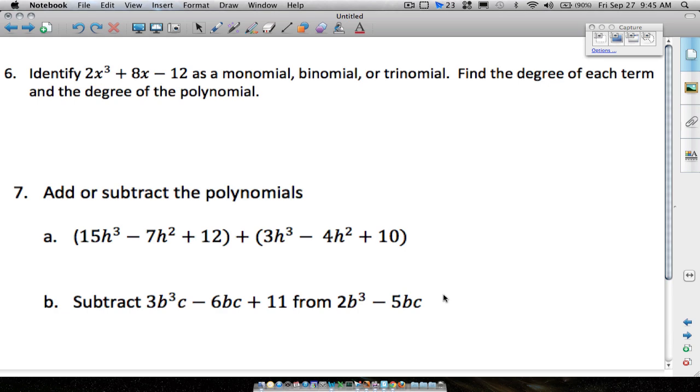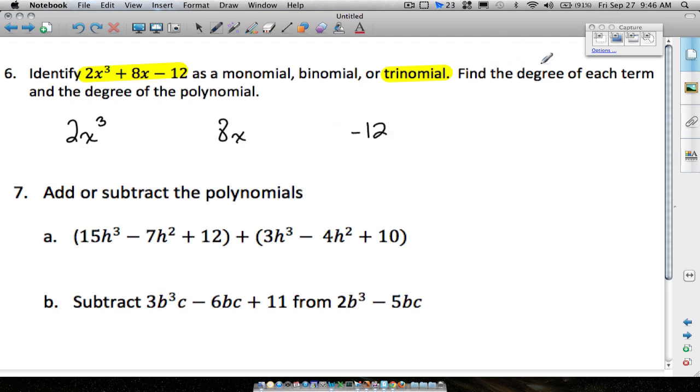Number 6, identify 2x cubed plus 8x minus 12 as a monomial, binomial, or trinomial. Find the degree of each term and the degree of the polynomial. Well, first of all, is it a monomial, binomial, or trinomial? We can't combine anything in here, and don't be thinking about factoring right now, but this is a trinomial because it's 3 terms. Let me write those down. 2x cubed is a term, 8x is a term, and the negative 12 is a term.